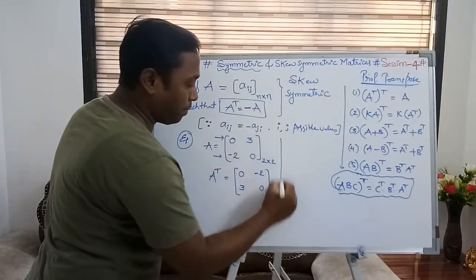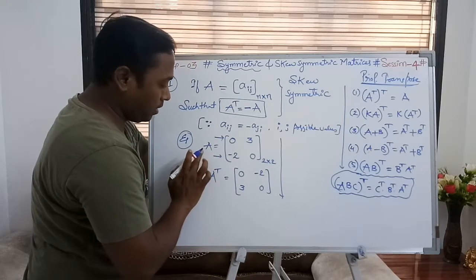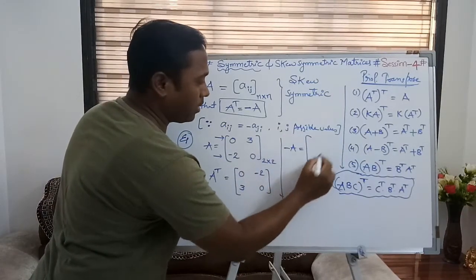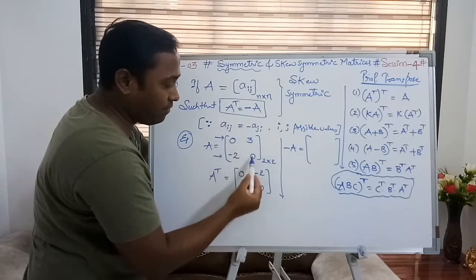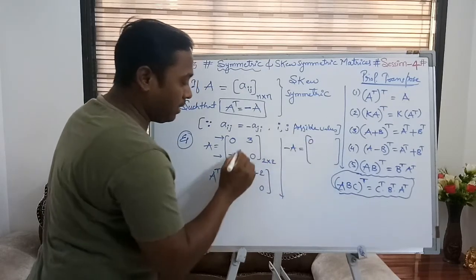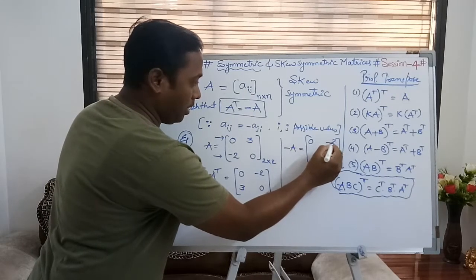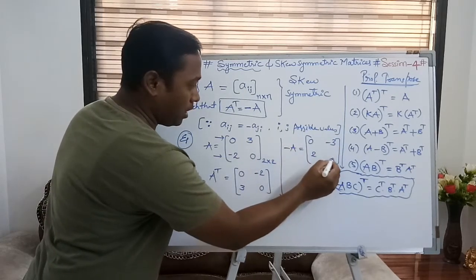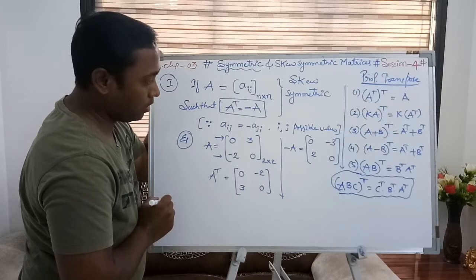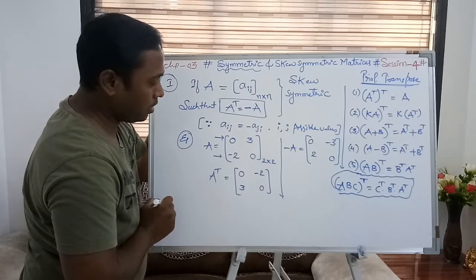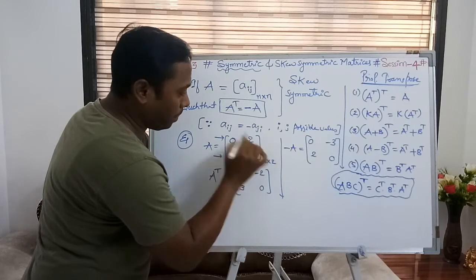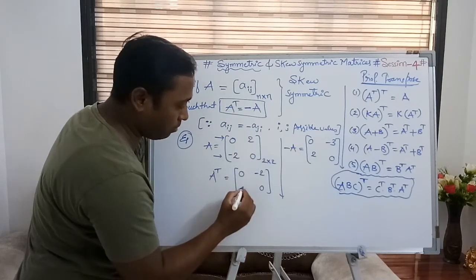And what is minus A? Minus A means the entire matrix is multiplied by minus 1. Each and every element is multiplied by minus 1. The 0 doesn't make any difference, so it remains the same. It becomes minus 3, 2 and 0. Now you can see, is A transpose equal to minus A? No. Let me change the example here. I took a wrong example, that's why we are not able to get the result.